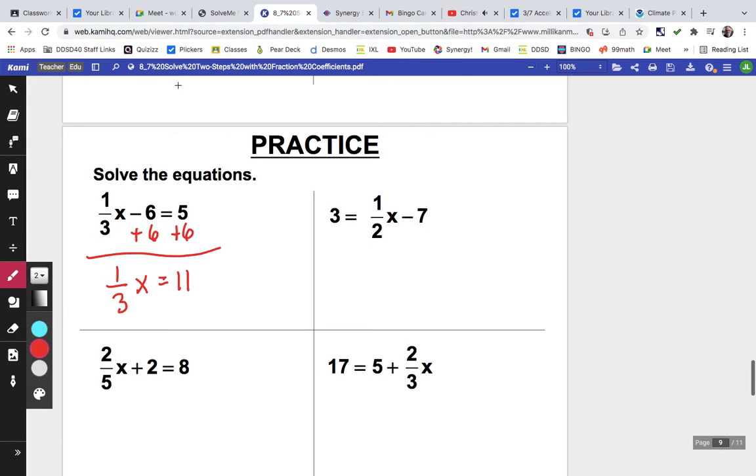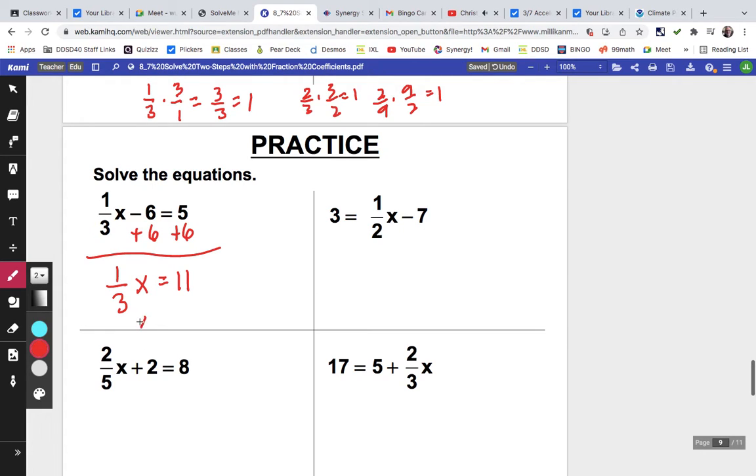What we did earlier in the year is talked about 1/3 times 3/1, and that's equal to 3/3, which equals 1. Those are called multiplicative inverses or reciprocals. So, for example, 2/3, the reciprocal is 3/2. Or 2/9, the reciprocal is 9/2. Because when we multiply these together, we get 1.